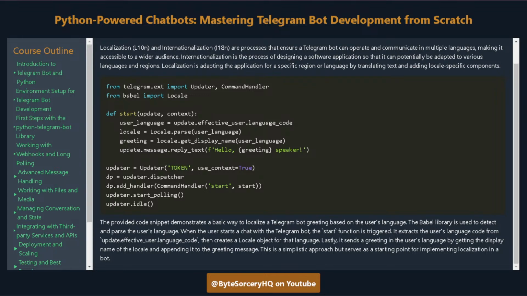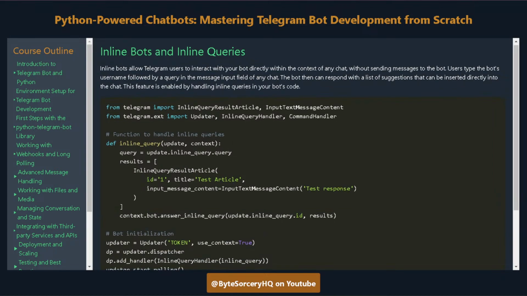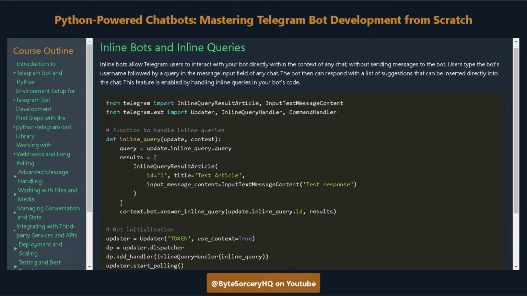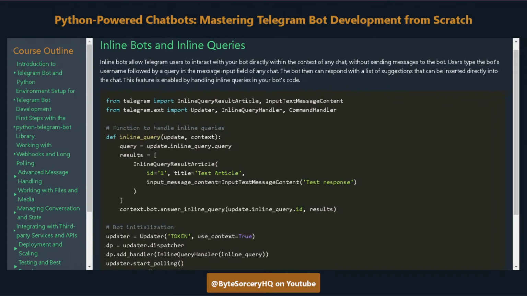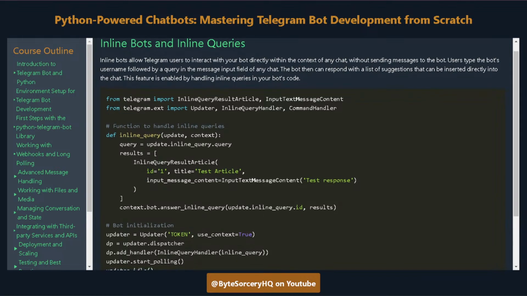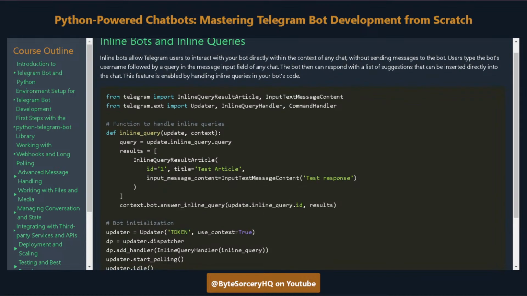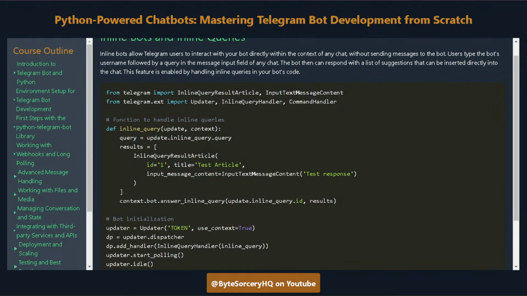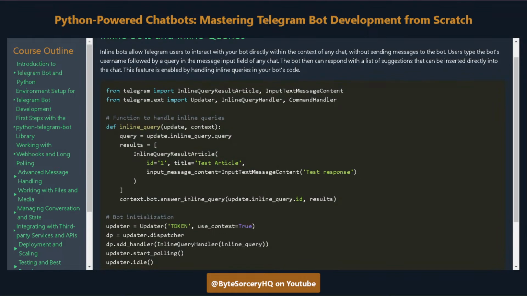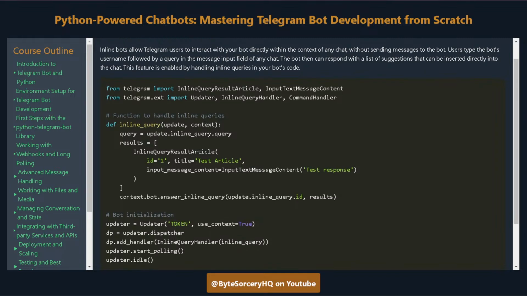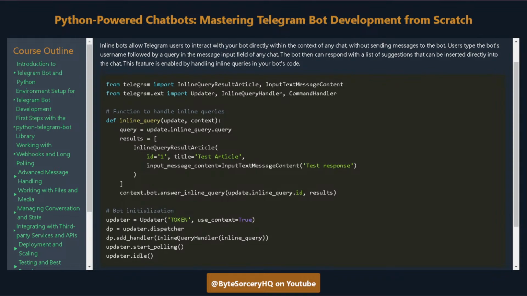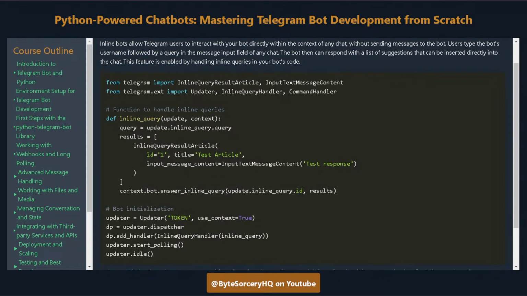Inline bots and inline queries. Inline bots allow Telegram users to interact with your bot directly within the context of any chat without sending messages to the bot. Users type the bot's username, followed by a query in the message input field of any chat. The bot then can respond with a list of suggestions that can be inserted directly into the chat. This feature is enabled by handling inline queries in your bot's code.